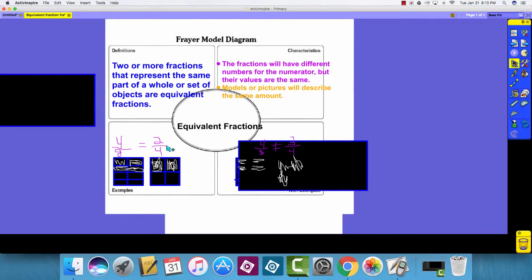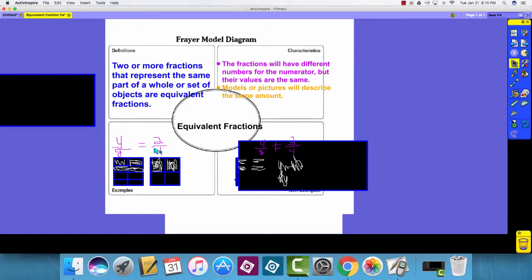So I have two squares here. This square is broken up into 8 equal pieces. I can see that easily: 1, 2, 3, 4, 5, 6, 7, and 8 equal pieces. This square over here is divided into 4 equal pieces: 1, 2, 3, and 4. Now the squares have the same whole. The squares are the same size. In this square, I have 4 sections shaded: 1, 2, 3, 4. So I have 4/8 of this square.